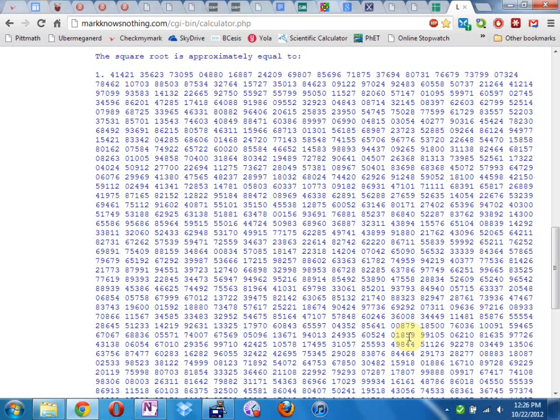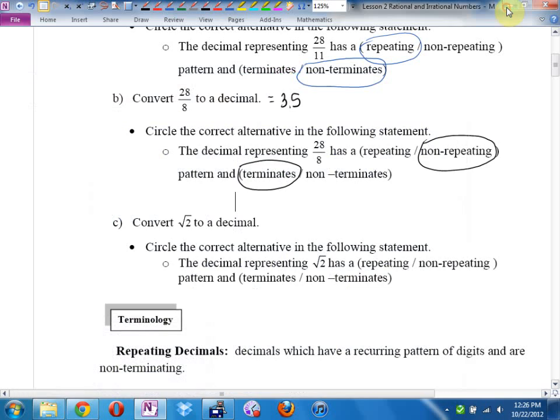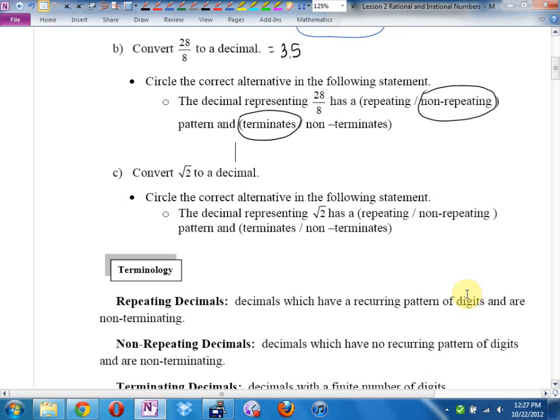No. Okay. So, circle the correct alternative. Wait, is there a symbol for that? There's not a symbol for it. There's a whole categorization for it. We're going to give these numbers a special name. Repeating or non-repeating? Non-repeating. Terminates or doesn't? Non-terminating.